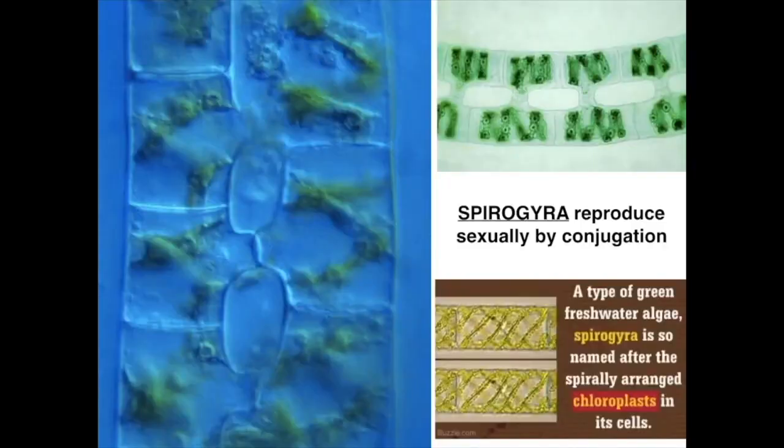And here is Spirogyra. Now Spirogyra, you can see these bands of DNA and they're linking together, and this is a form of sexual reproduction called conjugation. And you can see the spiral arranged chloroplasts. They are connected, they are touching, and what's going to happen is they are going to exchange genetic information, going through a sexual reproduction called conjugation.